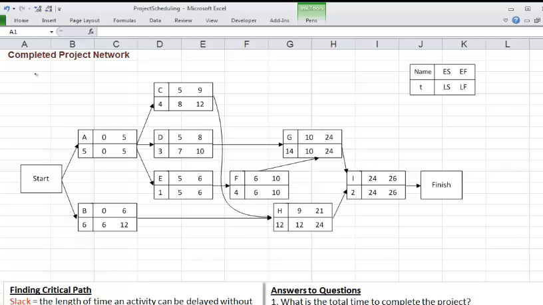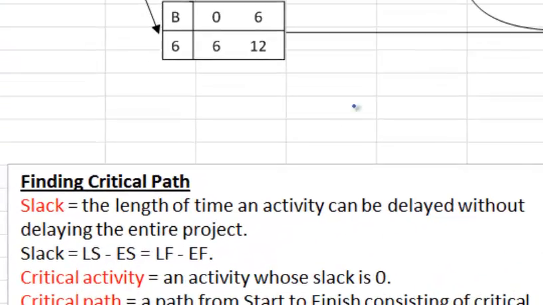Here is a neater version of the project network we just created. The next thing we're going to do is find the slacks for all the activities, and using the slacks, we're going to find the critical path in the network. So that's the definition of the slack. It's basically the delay that you're allowed to have for an activity. It's the length of time an activity can be delayed without delaying the entire project.